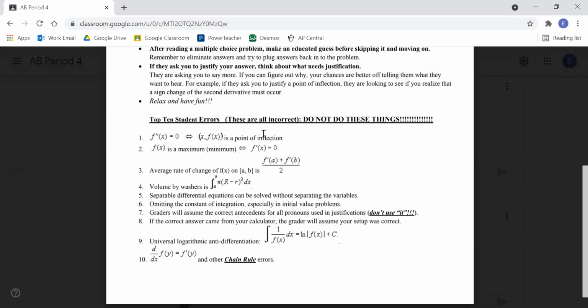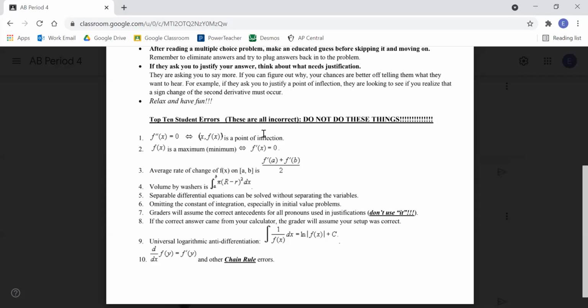And, number 4 here, the volume by washers, right? It is not subtract the radiuses and then square. It is outer radius squared minus inner radius squared. Okay? And then the next 2 are very important, okay? Especially because the differential equation free response question usually is the one that has the largest point value associated with it of any of the free response questions.